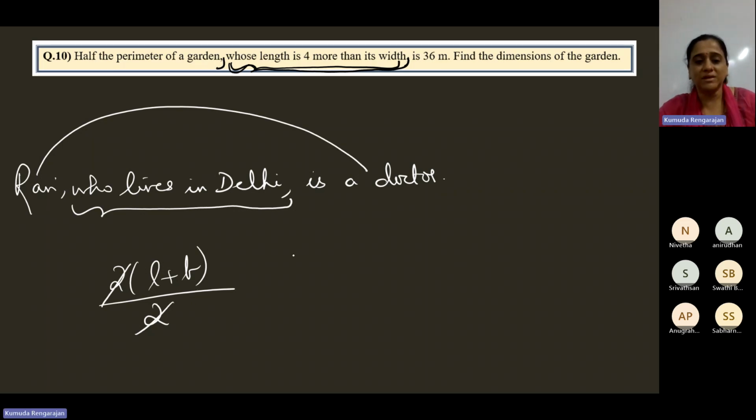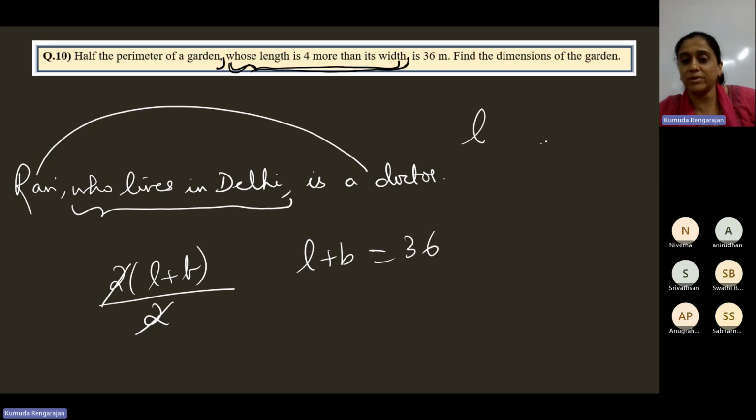Half of the perimeter, that means L plus B is 36, is one equation. Half the perimeter of the garden is 36 meters, so L plus B is equal to 36. Now what else is given? Length is 4 more than the width. If the length is L and the breadth is B, the length is more. So L minus B is equal to 4.